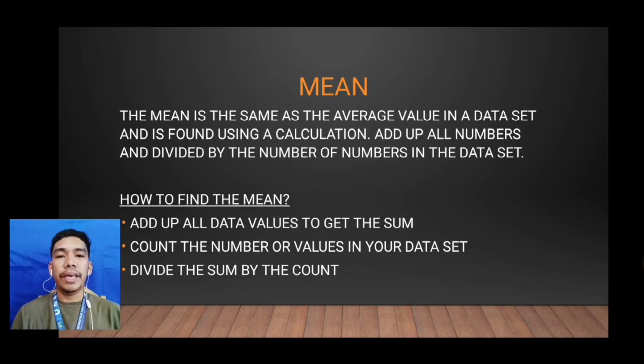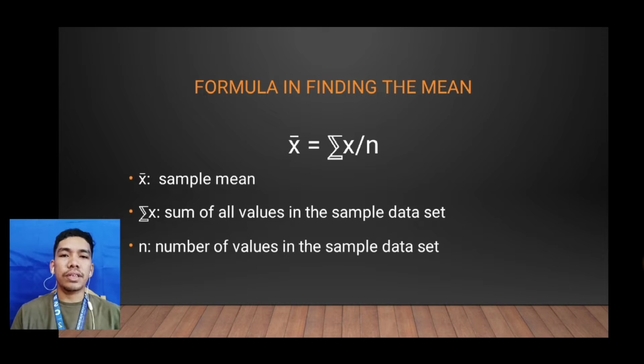So, how to find the mean? First, you add up all data values to get the sum. Second, you count the number of values in your data set. And lastly, you divide the sum by the count. Here is the formula for finding the mean: x̄ is equal to summation of x over n. x̄ is the sample mean, summation x is the sum of all values in the sample data set, and n is the number of values in the sample data set.